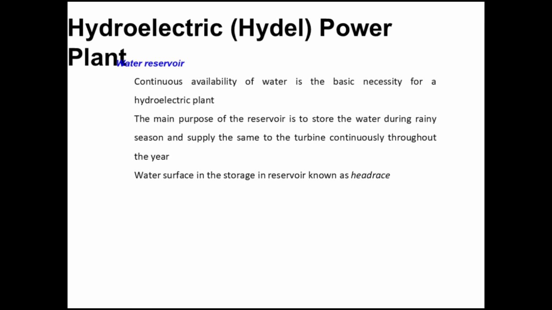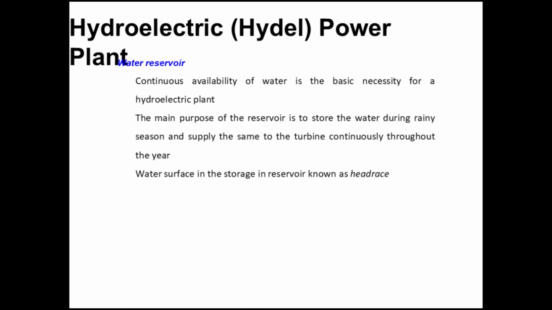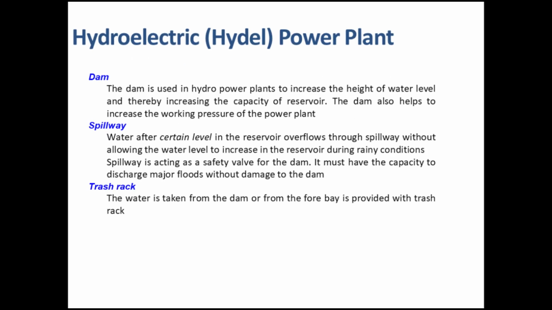Water reservoir. Continuous availability of water is the basic necessity for a hydroelectric plant. The main purpose of the reservoir is to store the water during the rainy season and supply the same to the turbine continuously throughout the year. The water surface in the storage reservoir is known as head race.